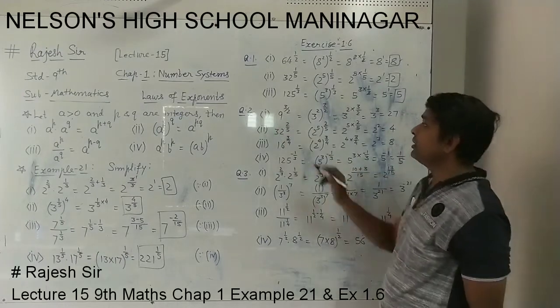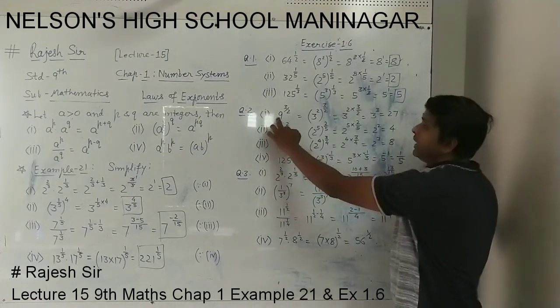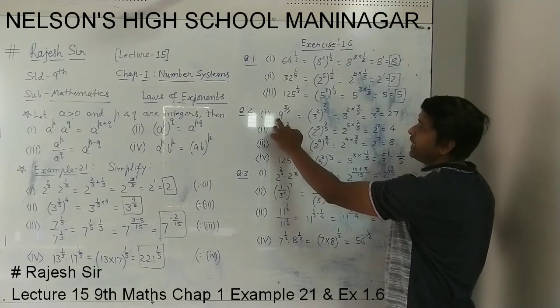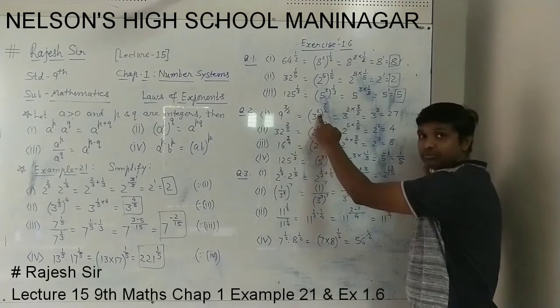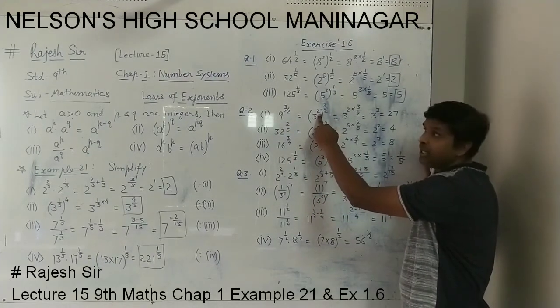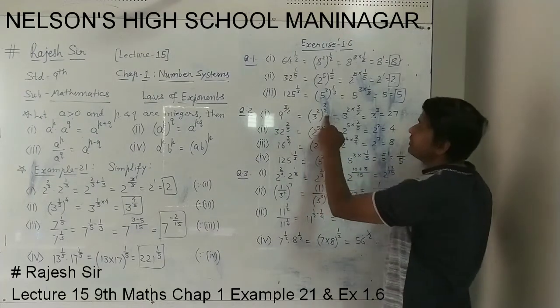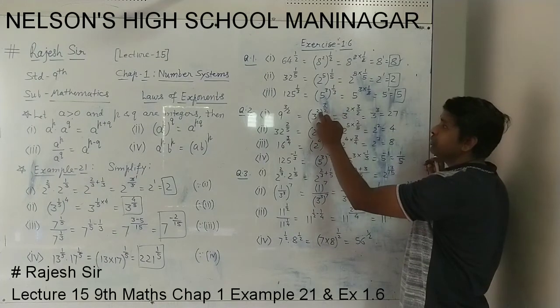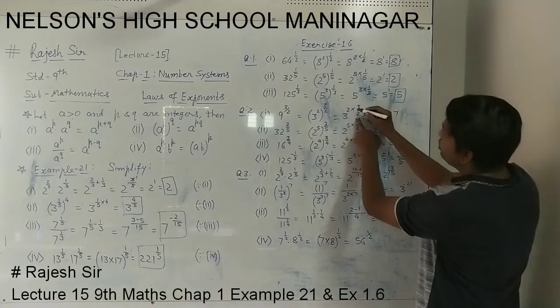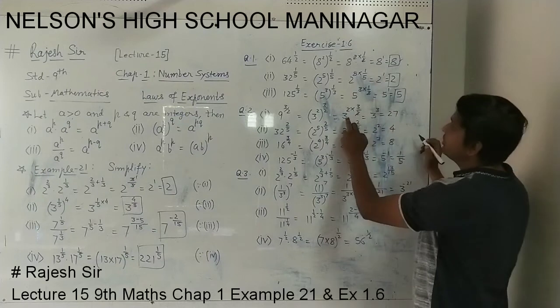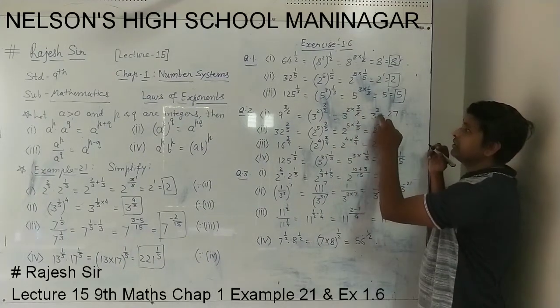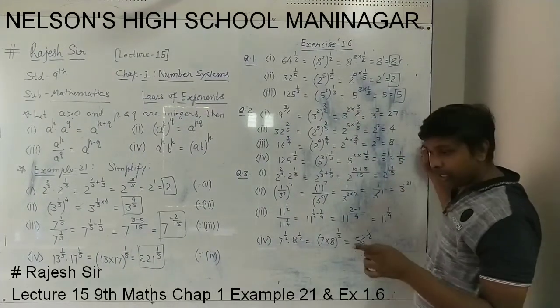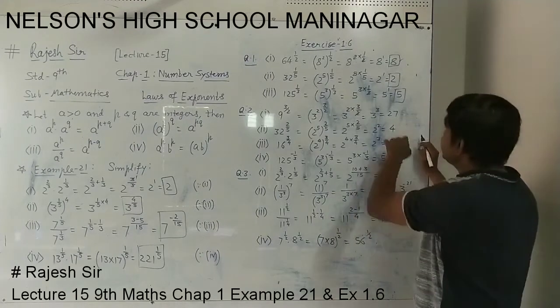Question number 2 is similar. 9 raised to 3 by 2. Again 9 can be written as 3 square. 3 square is 9, so 3 square and 3 by 2 as it is. Power of power again, so 3 raised to power of power multiply, 2 into 3 by 2. In 2 into 3 by 2, 2 and 2 cancel. What do we have? 3 raised to power 3. 3 raised to power 3 means 3 multiplied 3 times, 3 3s are 9, 9 3s are 27.